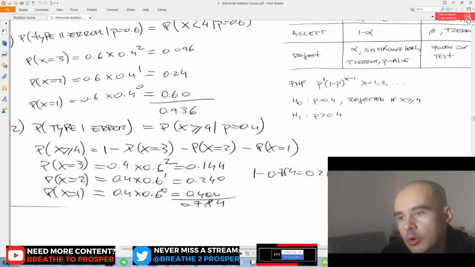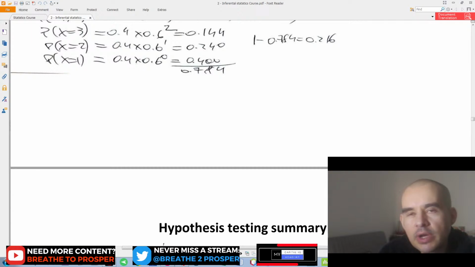Same thing for the probability of type 1 error, and you get the calculated probabilities here. For now, we can do calculations later on. I just want to show you for now just the overall view. We'll later on do more calculations.